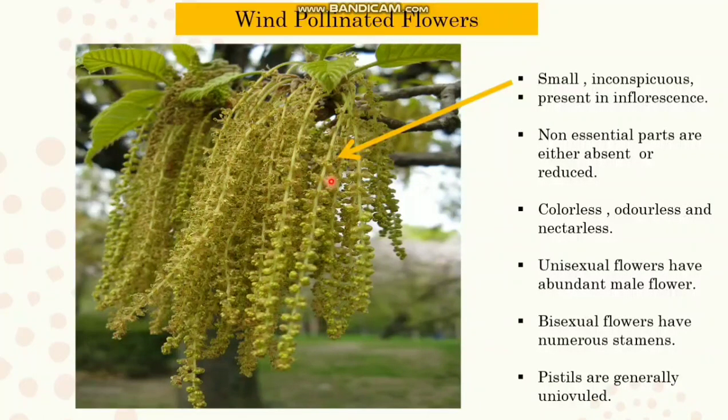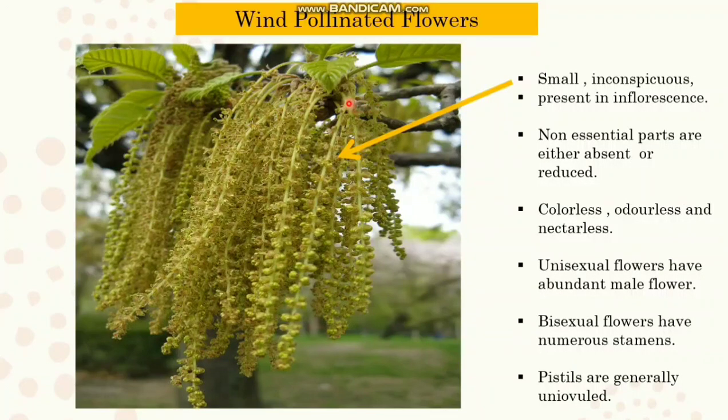Their non-essential floral parts like petals or sepals are either absent or highly reduced. These flowers are colorless, odorless and nectarless since they don't need to attract any insect or biotic agent. So they don't waste their energy in producing color or fragrance or nectar.